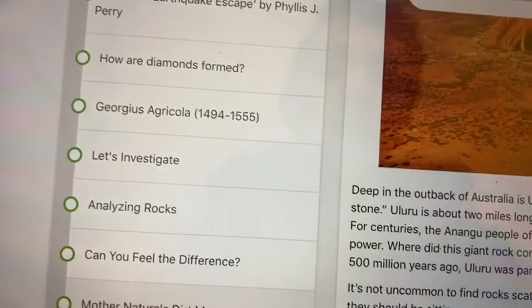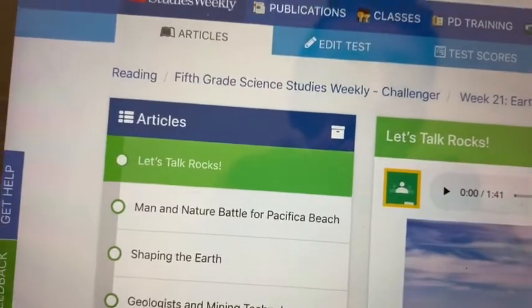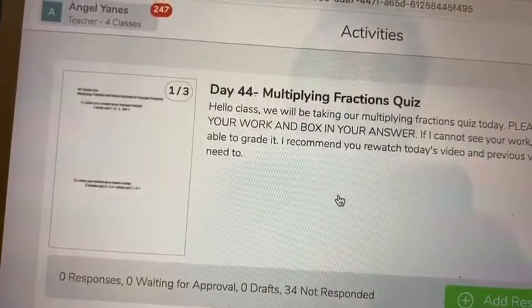All right, but that's it, everybody. Again, you don't have any Seesaw assignments for science, but you do have a Seesaw assignment, a quiz for math. Okay, this one.